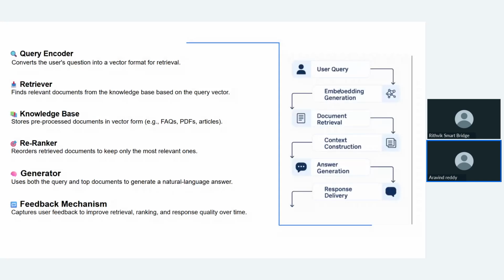The re-ranker reorders the retrieved documents to keep only the most relevant ones. So what it does is take the vectors from the query and search the knowledge base, and it gets some information: some paragraphs or one-line information. That information is stored rank-wise and fed to the generator, the LLM. Then it adds natural language and gives the answer. So this is the practice.